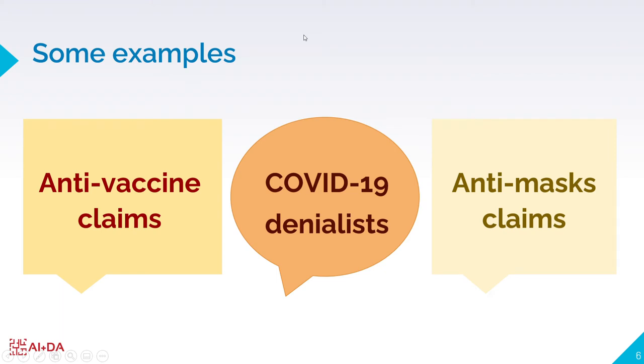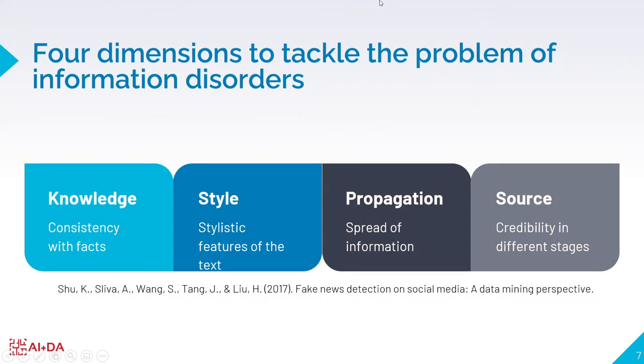Some examples of this infodemic are related, for instance, to the anti-vaccine groups, the COVID-19 denialists, or the anti-mask claims from these people that try to convince the general population that this is a fake virus, or that this virus has been generated by a third government, etc. So these people generate some very dangerous information that is spread very fast on the networks.